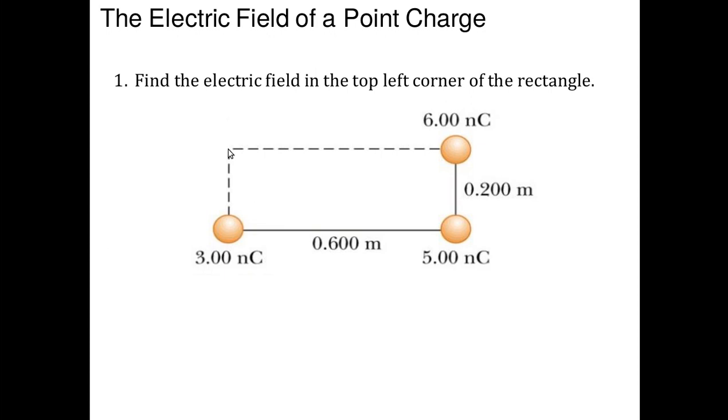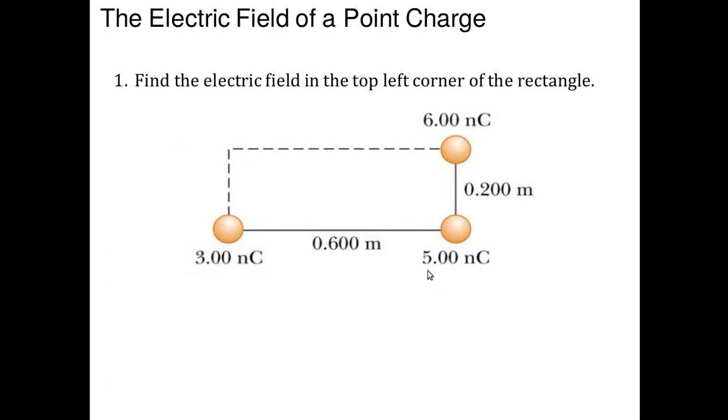Remember, away from positive towards negative. So the field due to the 3 is in the positive y direction. The field due to the 6 is going to be in the negative x direction. Okay, positive source charge. If there was a positive test charge here, it would be in the negative x direction.